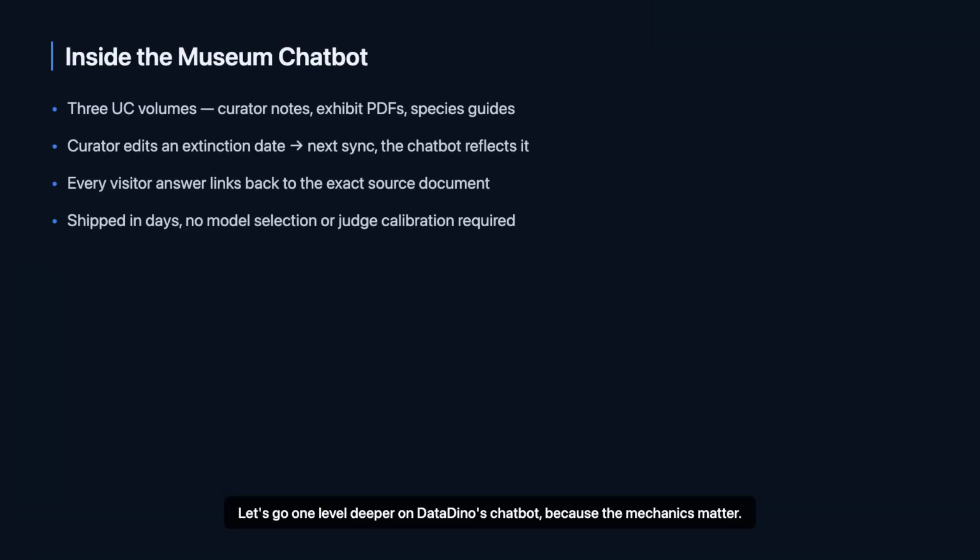Let's go one level deeper on DataDino's chatbot, because the mechanics matter. They wired Knowledge Assistant to 3 Unity catalog volumes: curator notes, exhibit PDFs, and species guides. The freshness loop is the part worth understanding. When a curator opens the source PDF and edits an extinction date, that change flows into the Delta Sync index, and the next visitor question reflects the new answer, with a citation pointing right back to the updated document. No retraining, no manual reindex.